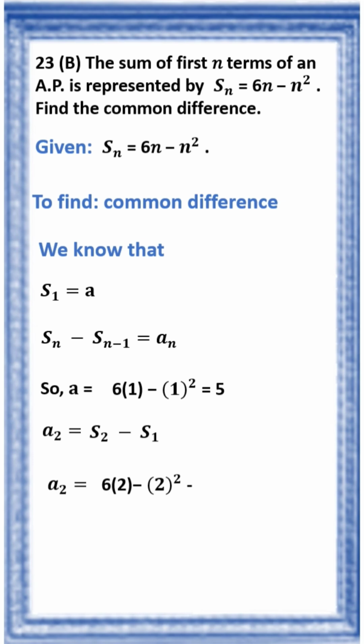Let us substitute 2 in the place of n. 6 into 2 minus 2 square minus S1, which is 5. We have already found it out. A2 is equal to 6 into 2, 12. 12 minus 4 minus 5. So A2 is equal to 12 minus 4, 8. 8 minus 5 is 3.